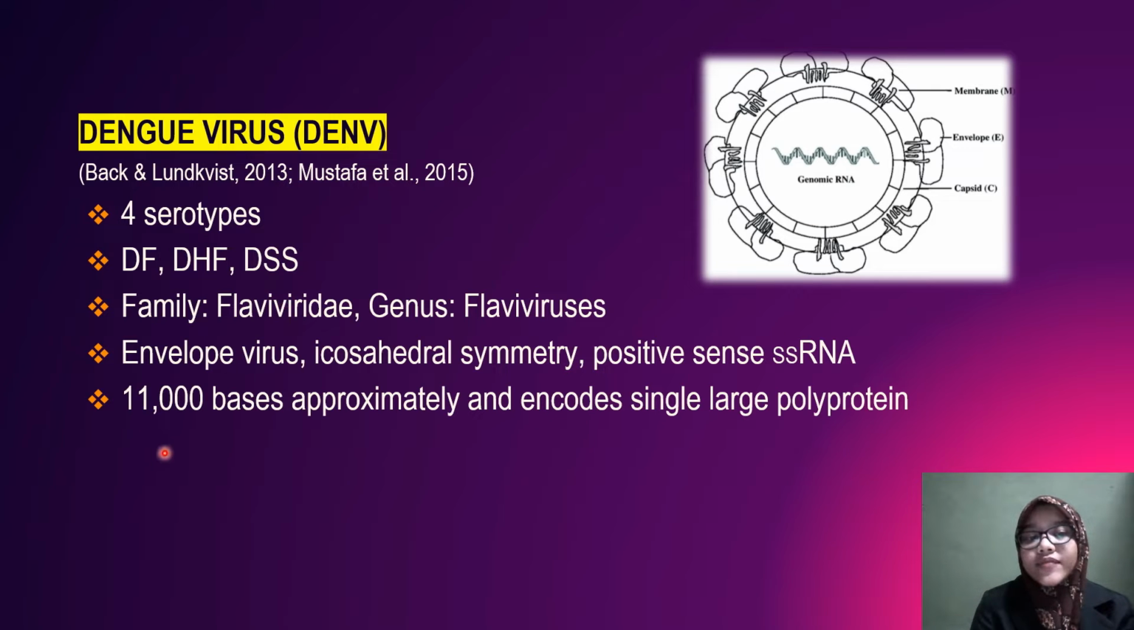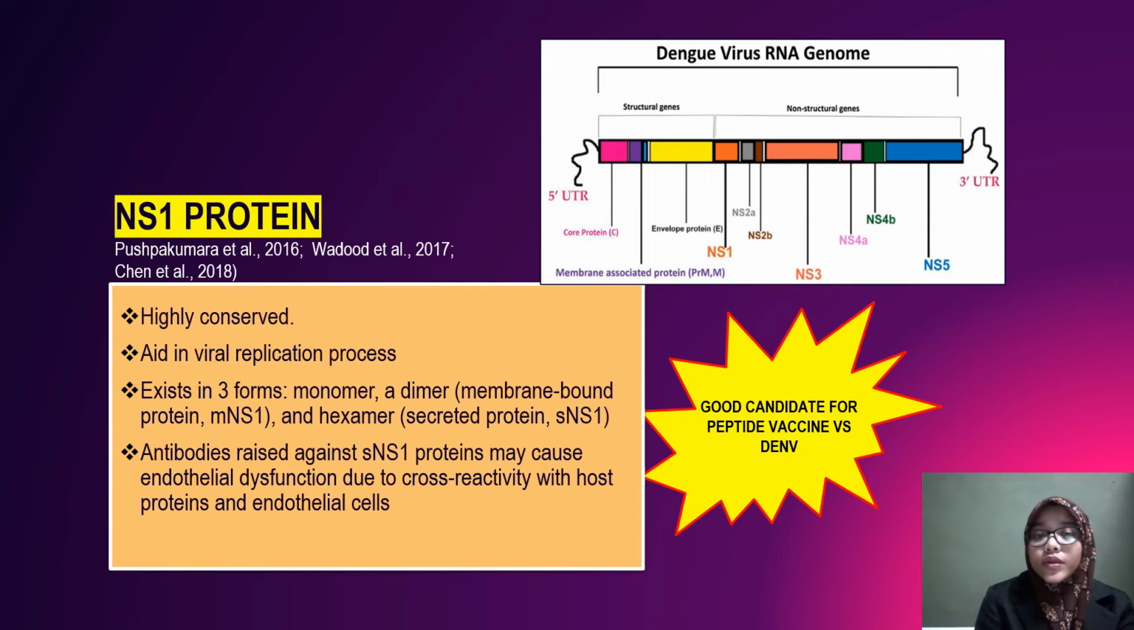Its genome has approximately 11,000 bases and can encode a single large polyprotein. The polyprotein could be subsequently cleaved into structural and non-structural proteins. There are 7 non-structural proteins, but I'm focused more on the NS1 protein. The NS1 protein is highly conserved among the dengue virus serotypes. It can aid in the viral replication process and exists in 3 forms, which are monomer, dimer, and hexamer.